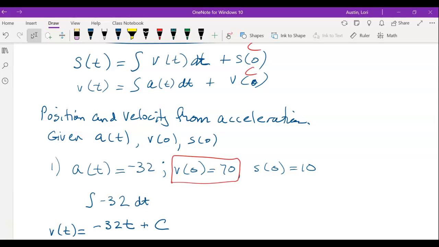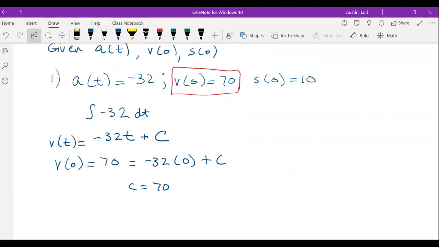That's it. So what is my velocity function? V sub T equals negative 32 T plus 70. So it's not different than what we've done before. As long as you're given V sub 0, you know automatically that is your C value.